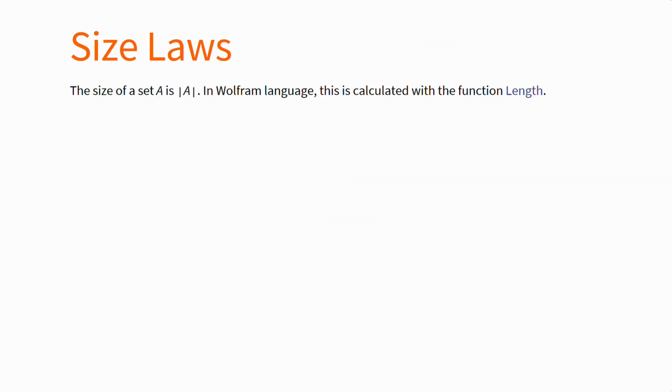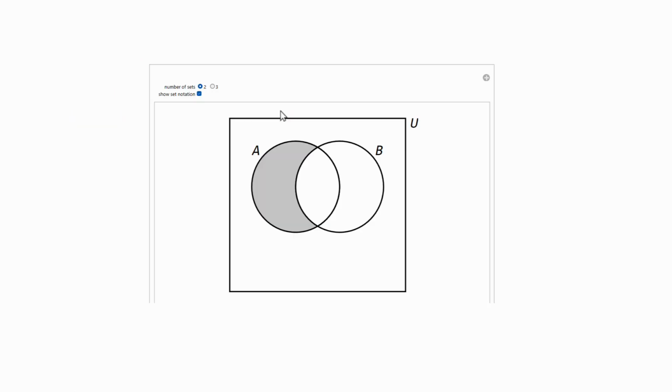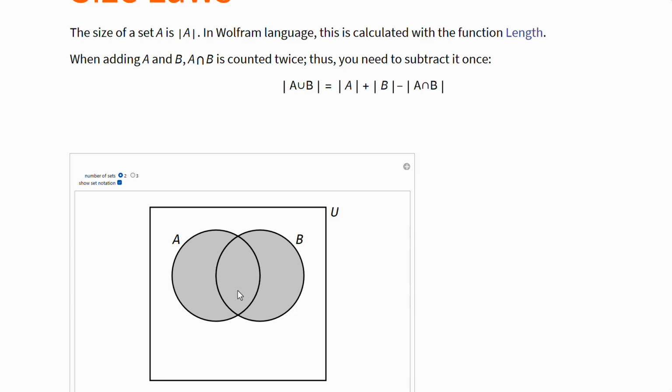The size of a finite set A is defined as the number of outcomes in the set. In the Wolfram language, you can use the function length to get the size. But what is the size of the union of A and B? Intuitively, it should be the size of A plus the size of B. But there are some elements here that can be counted twice, namely the elements in the intersection. So you need to subtract the size of the intersection to get the right size number. So we get this formula.